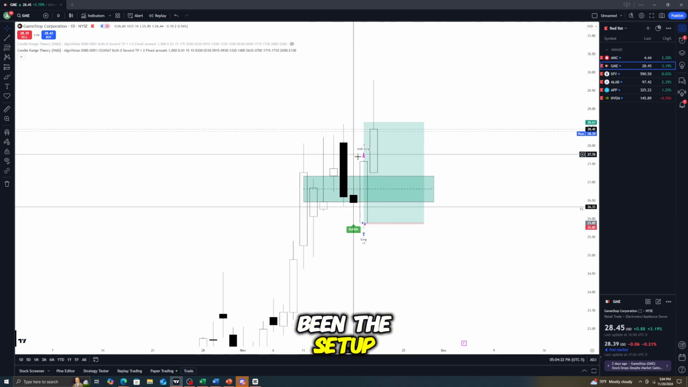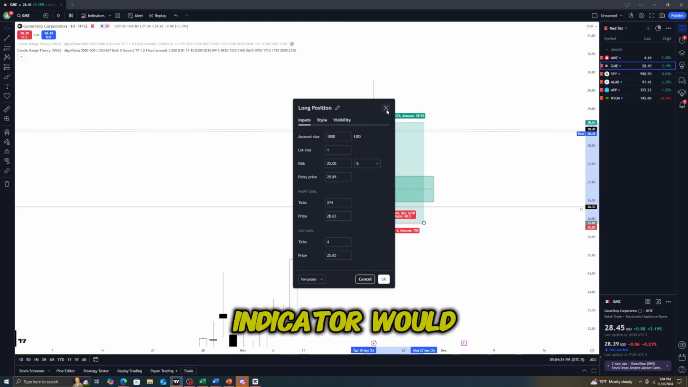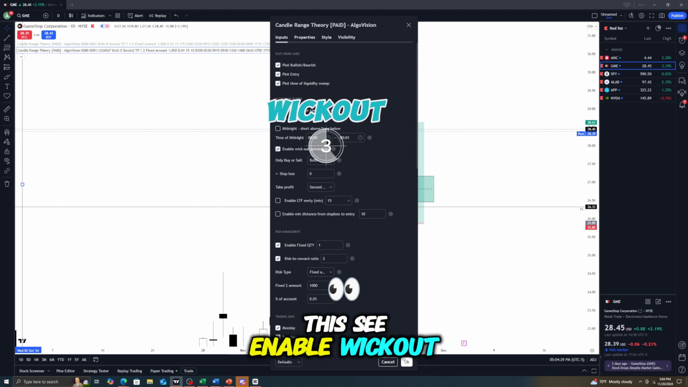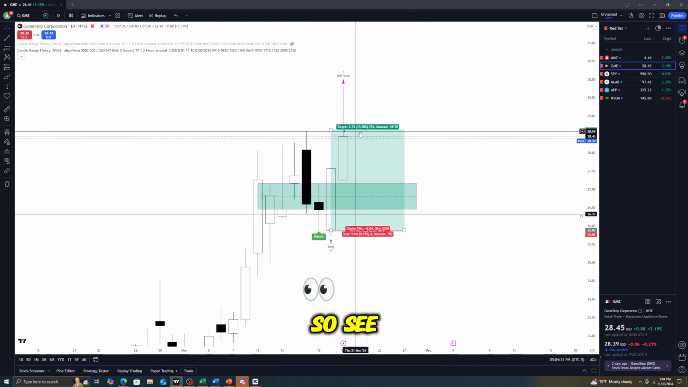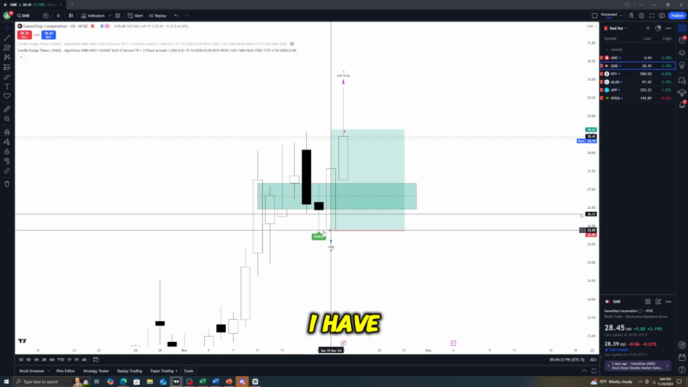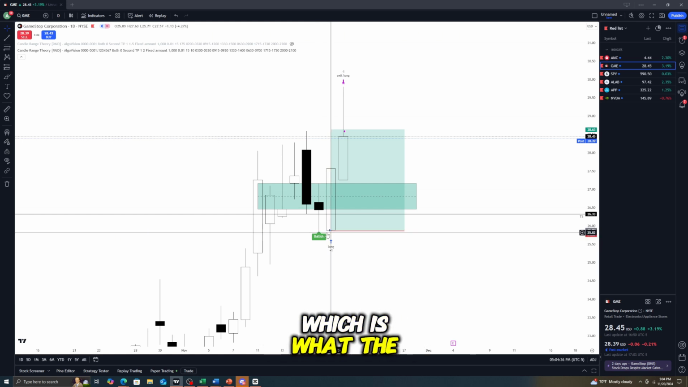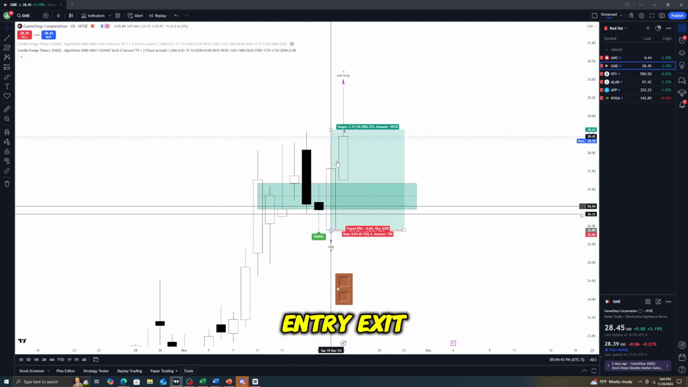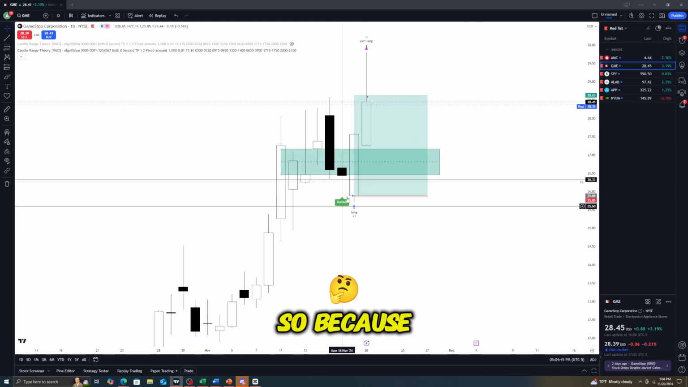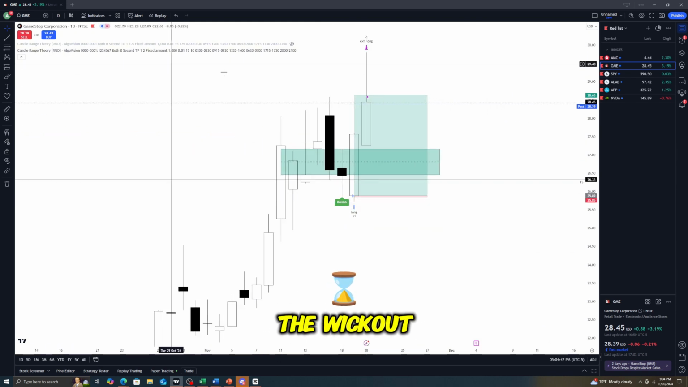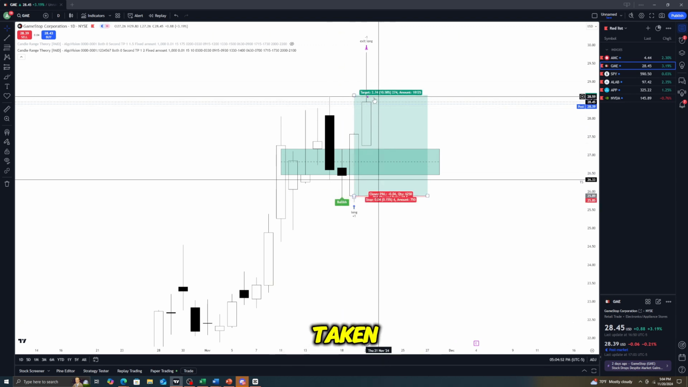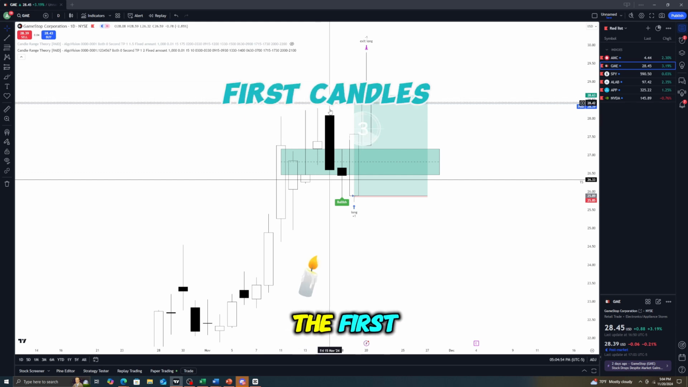So that would have been the setup, and I'll just go ahead and show you so you know the indicator would have had this, enable wick out. So see how exit up here, that's because I have the wick out now on, which is what the strategy is made for, to incorporate wick out, and take profit would have been at this candle's high. So you see the entry, exit price right there, right? So because there was no close below, the wick out now enabled shows you that this trade would have been taken and TP'd full at the first candle's high.